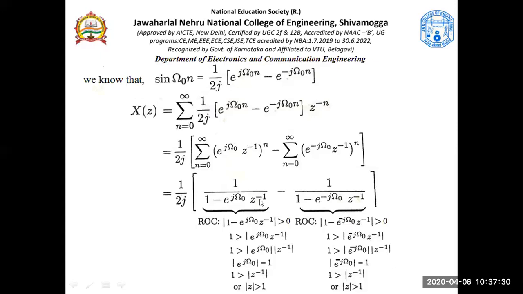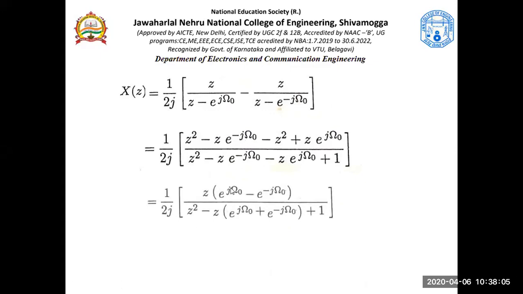So how did we obtain this? We have obtained the ROC here. From here, we are trying to simplify this, to express it in terms of z. How to do that? Take this z inverse as 1 by z. Take the LCM, so it would be z minus this exponential divided by z. Take that z to the numerator. So it looks like this. Now, if you take the LCM and multiply, this is how it is going to look.